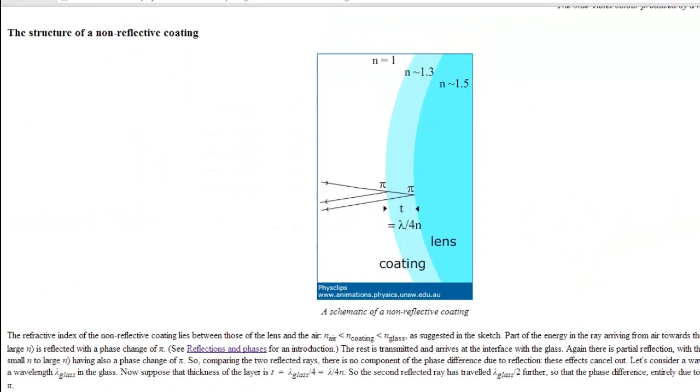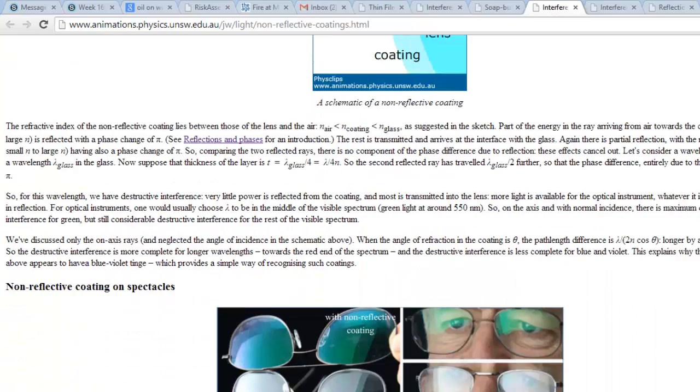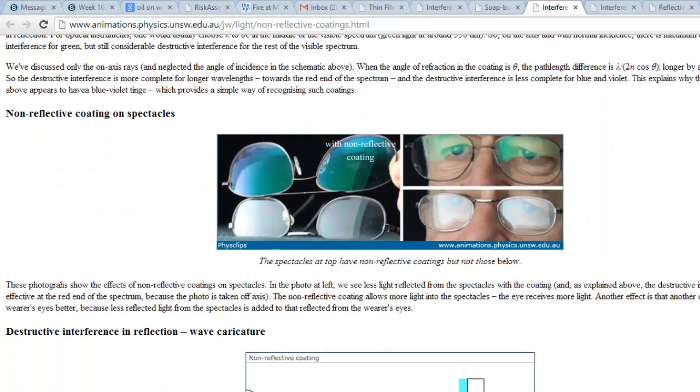So just to show you some of the diagrams that we might get, this is from physics at UNSW. They have a lot of animations on there, and this is a diagram that shows you the waves as they were travelling in, and that condition for the thin film, lambda on 4n. If we look down here, you can see some of the diagram, the non-reflective coatings, and you can see that they do appear blue-violet, I think they call it. The lens in the photo above appears to have a blue-violet tinge, which is a simple way of recognizing these coatings.